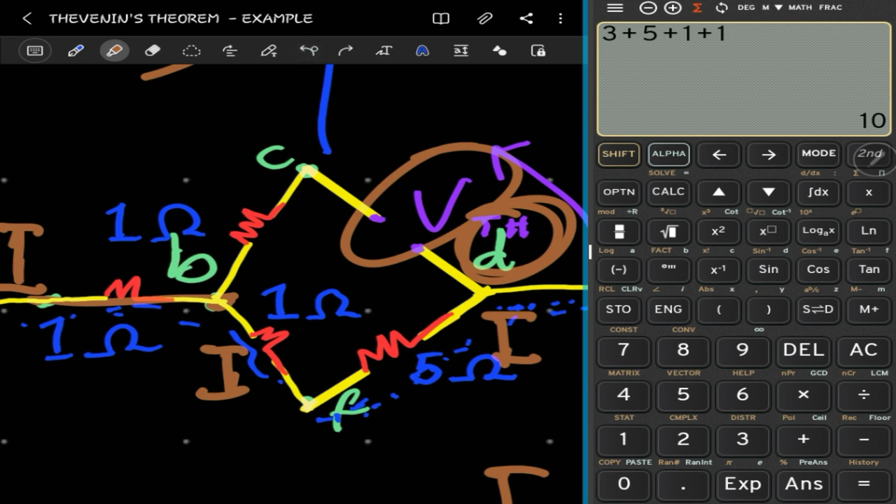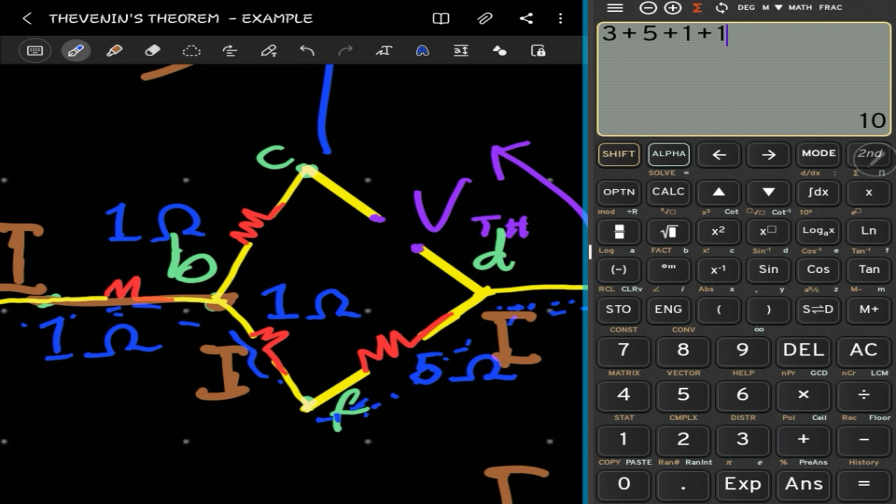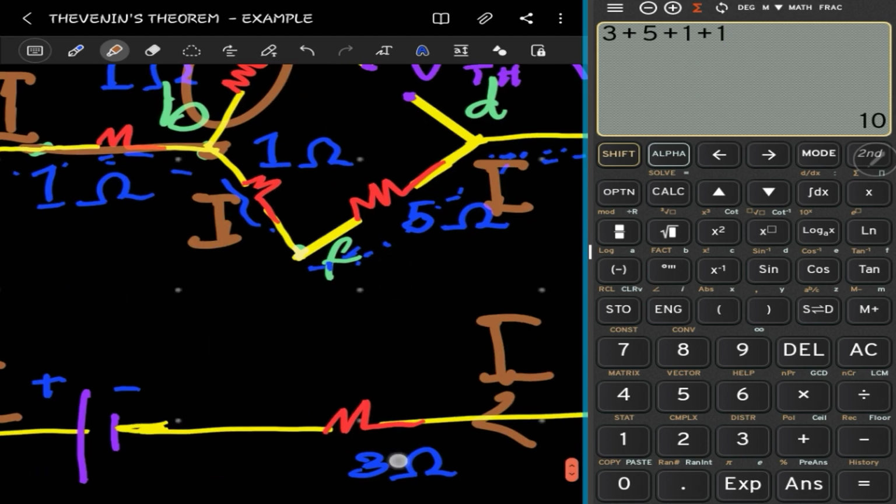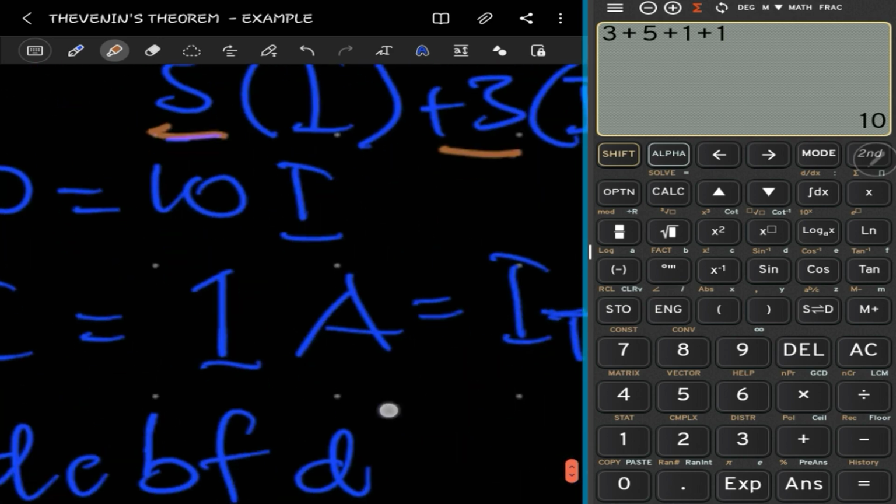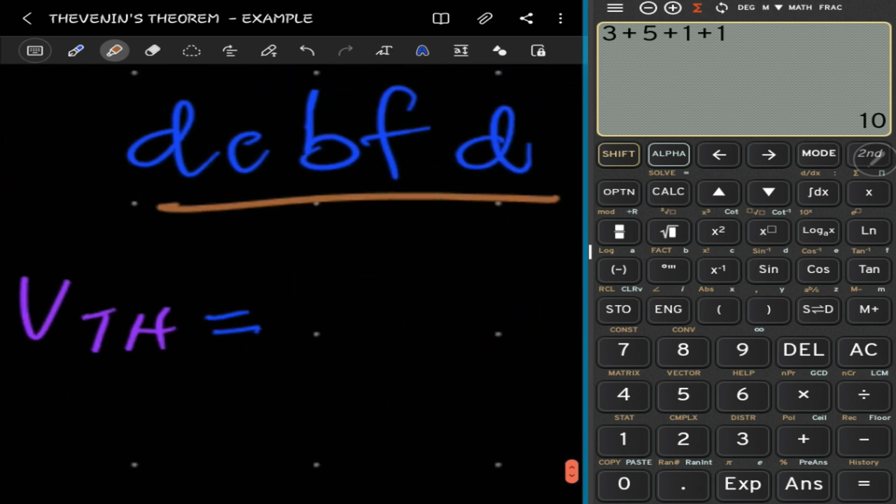So that's the direction in which we are going. Okay, so now we know what we are doing. For VTH, there's no current through this one, so it's taken out. And there's a current flowing through this one here, I. So we have I and then a resistor of 1. So resistance is 1, and then I. Just I, not I1.